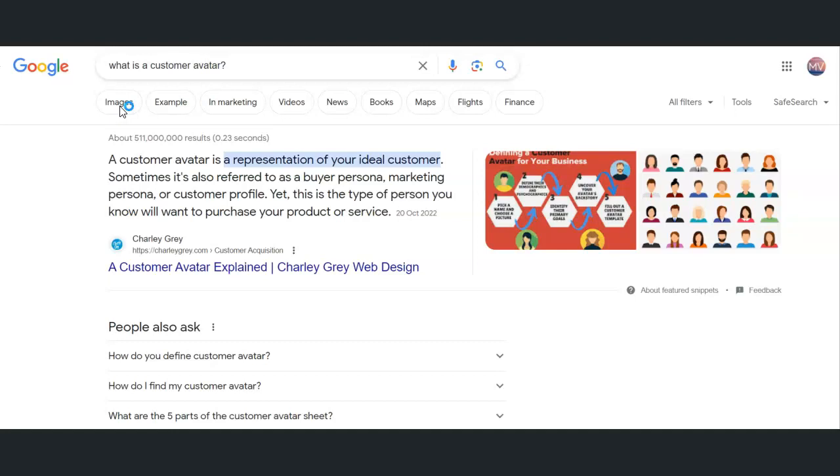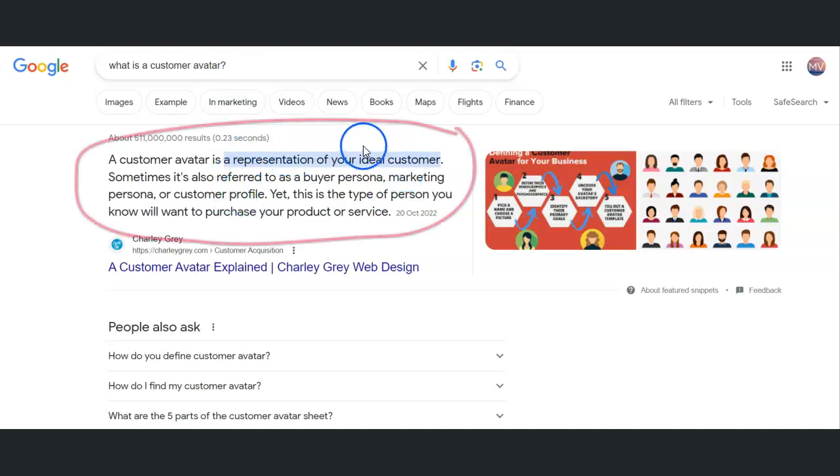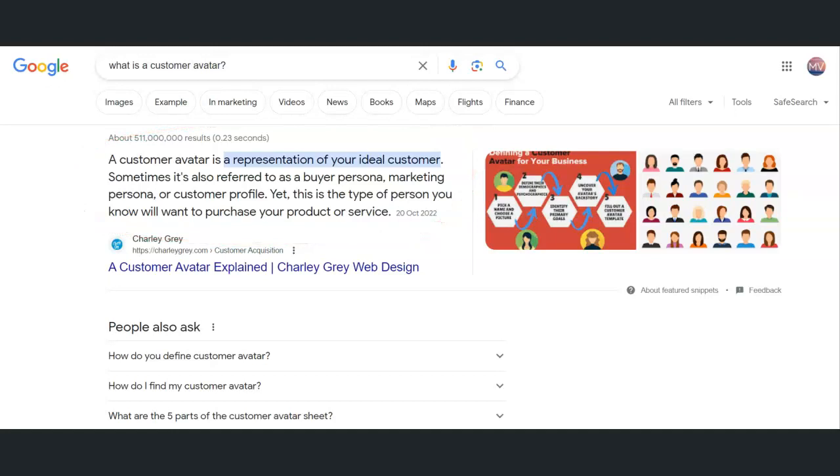Now, let's start. What is a customer avatar? For this, I thought I'd visit Google. As you can see, here we are, and we consult Google. So, what Google is telling us is this: a customer avatar is a representation of your ideal customer or your ideal customer persona, or as it says here, your buyer persona. It's a marketing persona or a customer profile. It's a fictitious person, someone that doesn't really exist, but it's someone that is profiled on the kind of customer that we would like to reach out to and we would like to buy from us, buy our services and our products. So that is what a customer avatar is.